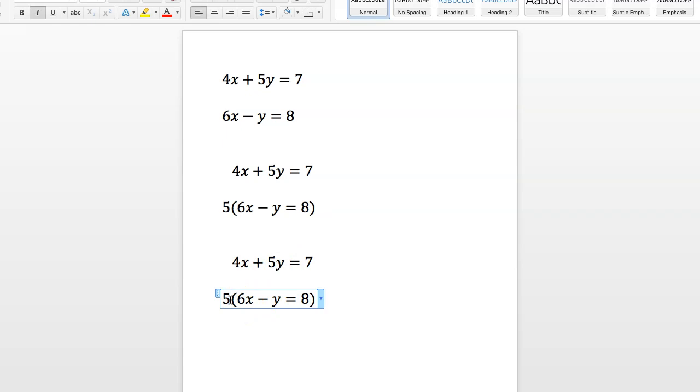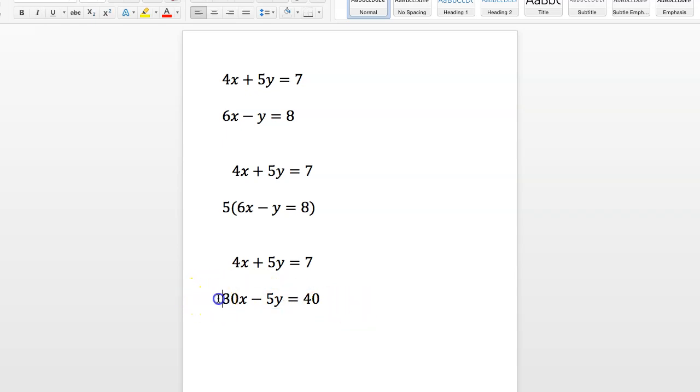Now, when you distribute the 5, you need to drop the parentheses. There's no point if you don't drop the parentheses. So 30x minus 5y equals what? 5 times 8 is 40. Yeah, looks good. So, yeah, actually that's good.